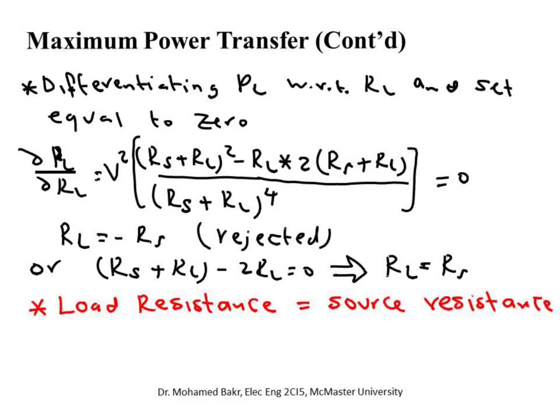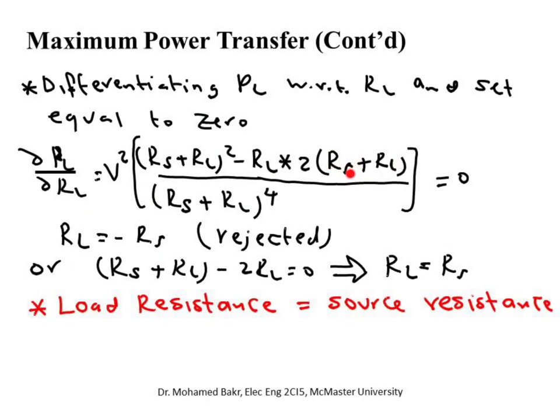You get either RL is equal to minus RS, which is rejected because I cannot have negative resistance. So if RS is a source resistance, this is the one that's given, equal to 50 ohm, I cannot have a load resistance equal to minus 50 ohm. This is not physical.